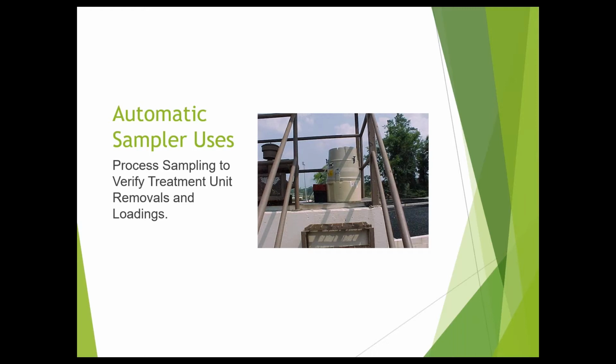So we use automatic samplers to sample different treatment units, to set up multiple sampling events at different locations to get different types of composites or different types of representative samples from different portions of a process. Again, they save us manpower, they save us time, and hopefully that equals saving us money.